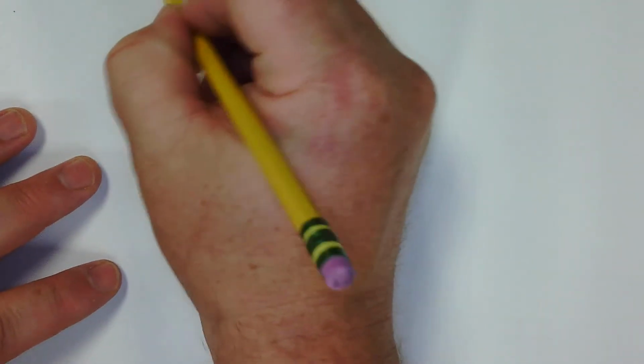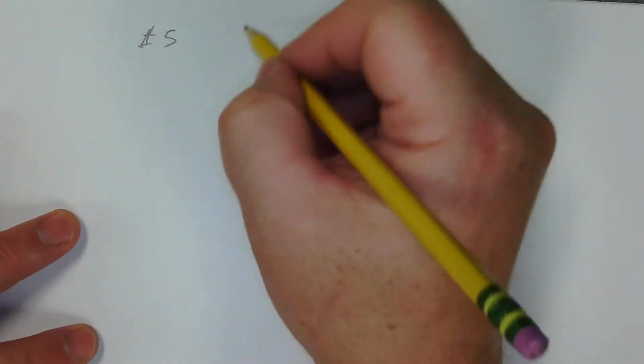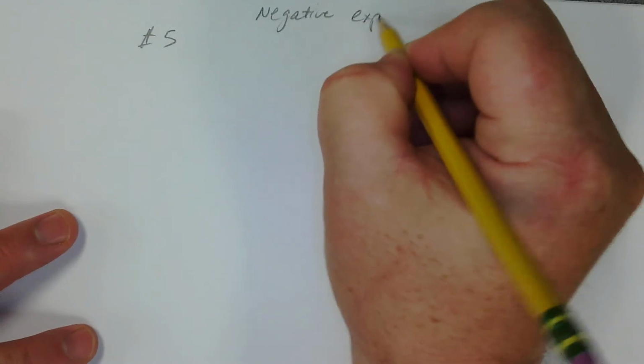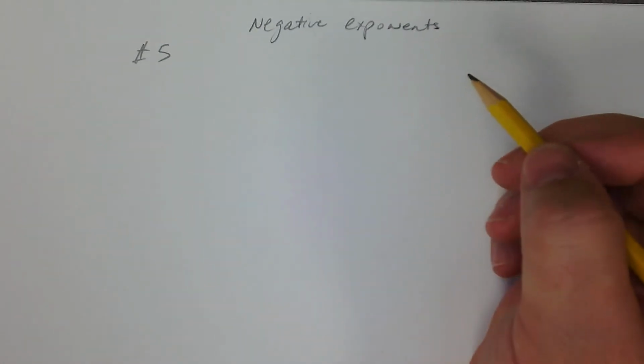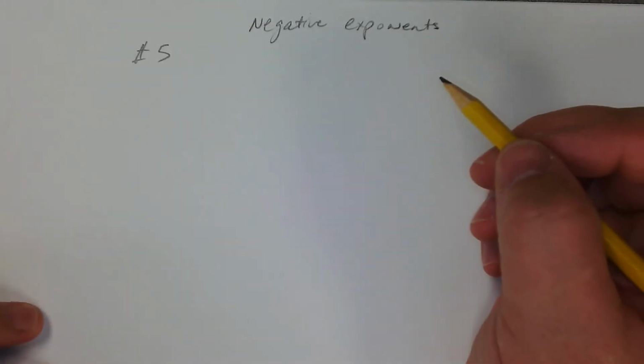But now let's talk about negative exponents. Let's do this right here. This is number 5, right? Number 5. So negative exponents. I know this is probably too fast for initial learning, so you might need to pause this and come back to it. Make it into digestible chunks.